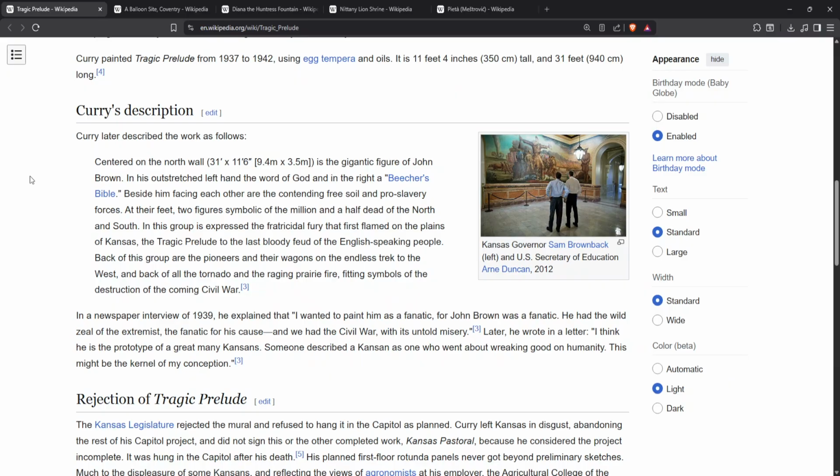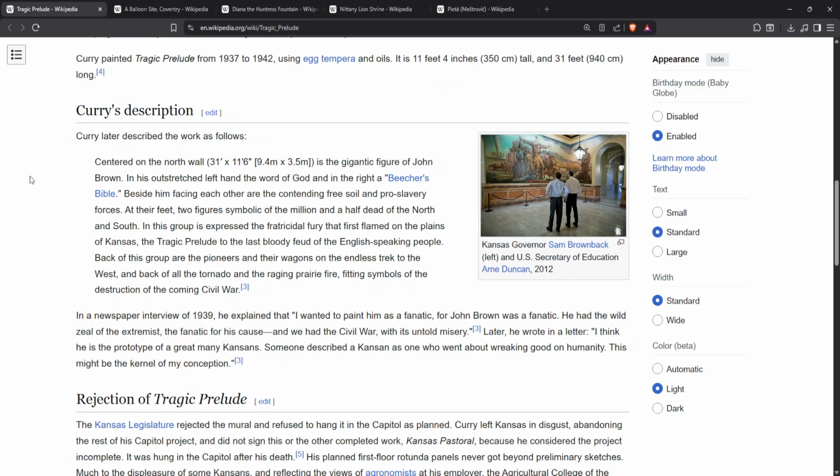is a gigantic figure of John Brown, in his outstretched left hand the Word of God, and in the right a picture Bible. Beside him, facing each other, are the contending free soil and pro-slavery forces. At their feet, two figures symbolic of the 1.5 million dead of the North and South. In this group is expressed a fratricidal fury that first flamed on the plains of Kansas, the tragic prelude to the last bloody feud of the English-speaking people.